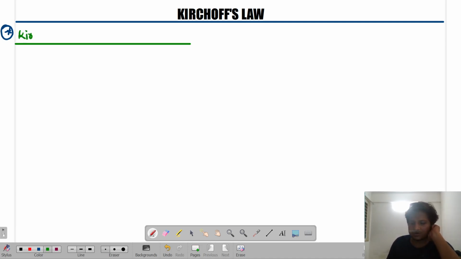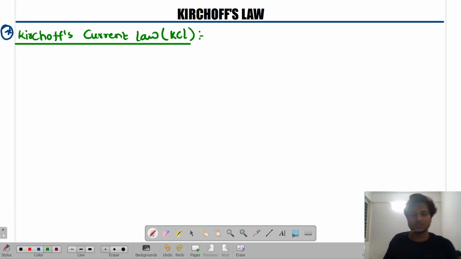The first one is called Kirchhoff's current law, which we also call KCL. This is my first law of Kirchhoff's, which is known as KCL. Let's see what it is saying.